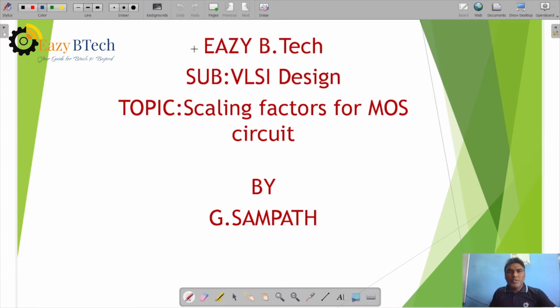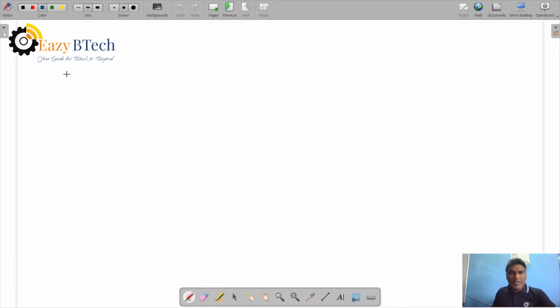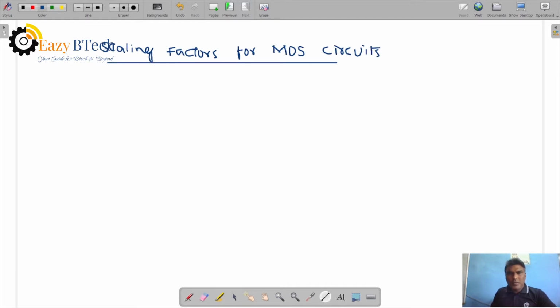Today, we are going to discuss the topic scaling factors of MOS transistor, MOS circuits. Let us see this one. The scaling factor is nothing but dimensions.